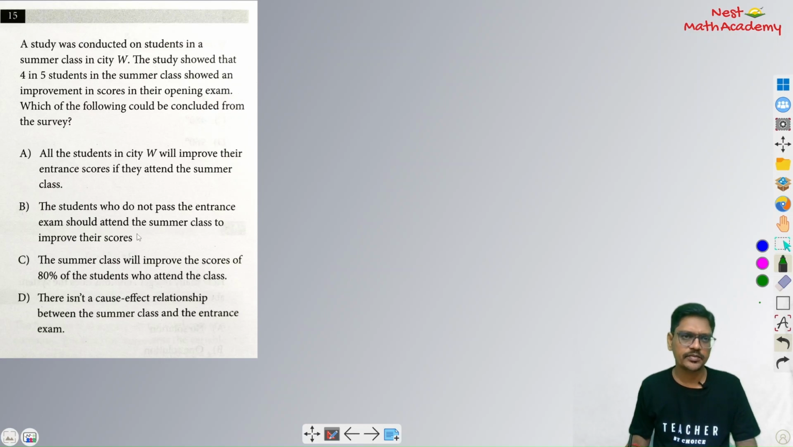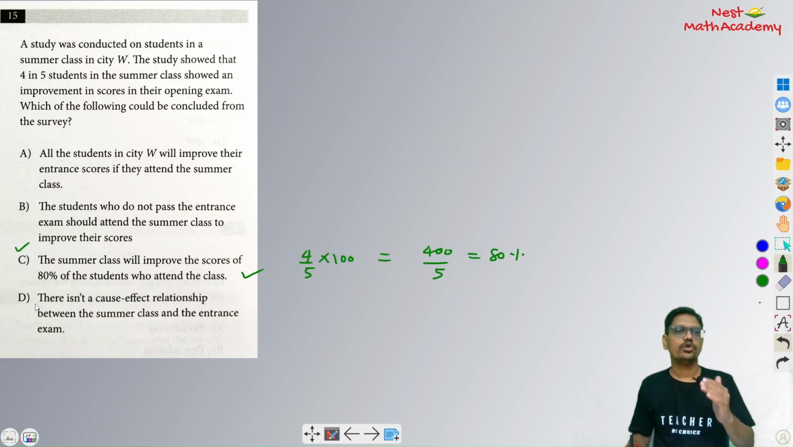It's a generic statement. The summer class will improve the scores of 80% of the students who attend the class. This is more to the point, I think, because 4 out of 5 means 4 by 5, and times 100 to convert into percentage, which is 400 divided by 5, which is 80%. So which translates to the same thing as option C. So 4 out of 5 students showed an improvement, and that's exactly what option C is claiming. So option C is the most suitable answer for this question.